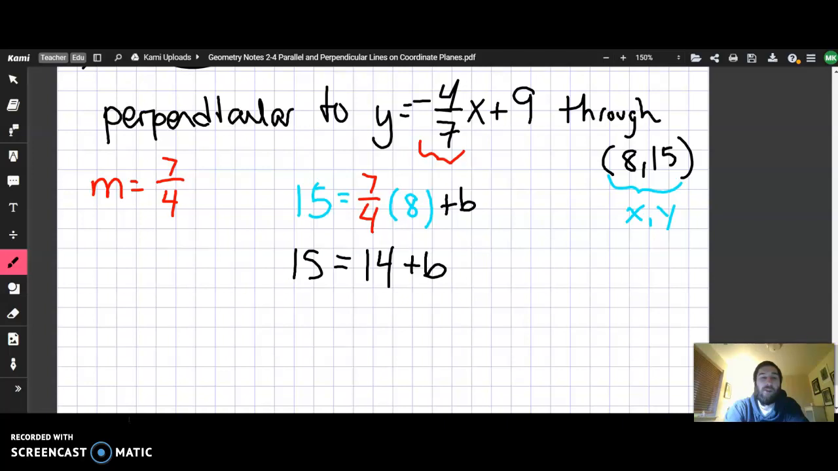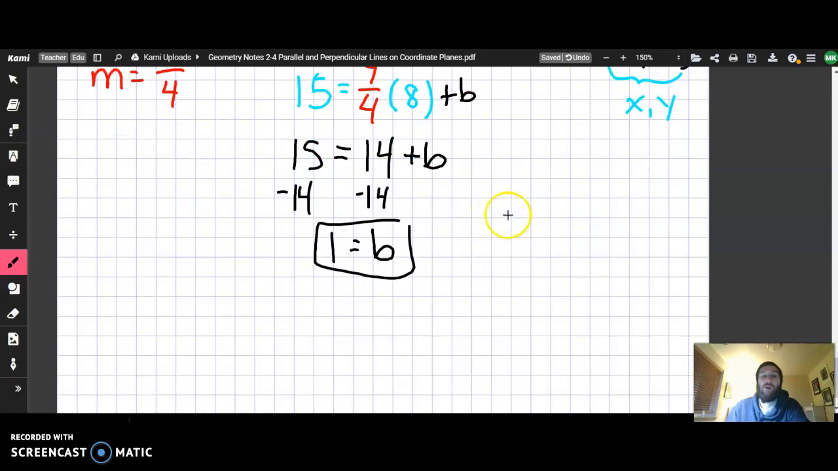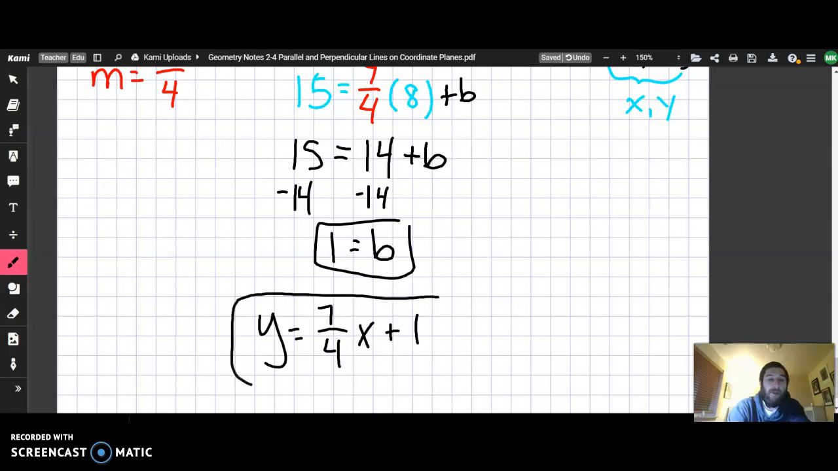You subtract the 14 on both sides, and by golly, that gives us our value of b to equal 1, which means we have our new equation. The b is equal to 1, our slope is 7/4, so it's y equals 7/4 x plus 1. And that's our perpendicular line we're looking for.